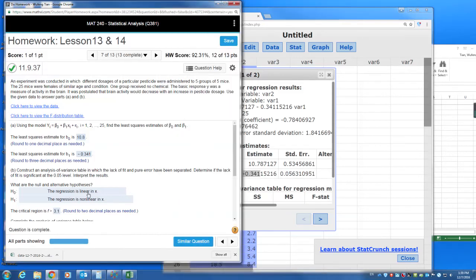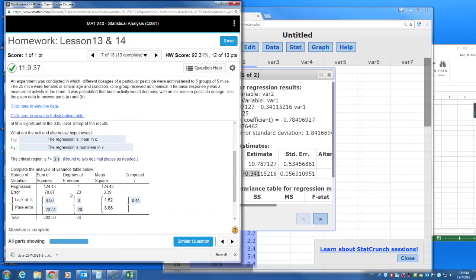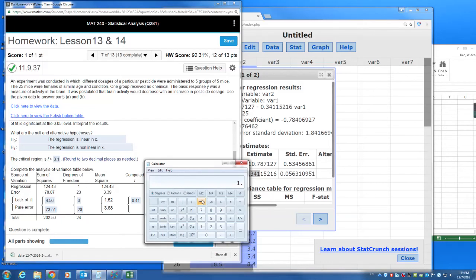The null hypothesis is that the regression is linear, versus the regression is non-linear. For the F distribution, the degrees of freedom are 3 and 20. Okay, it's 3 and 20, because it's 5 subtract 2 is 3, and the regression error degrees of freedom is 23, 23 minus 3 is 20. So this F value is the lack of fit error divided by the pure error. So you use 1.52 divided by 0.41, that's your F value.